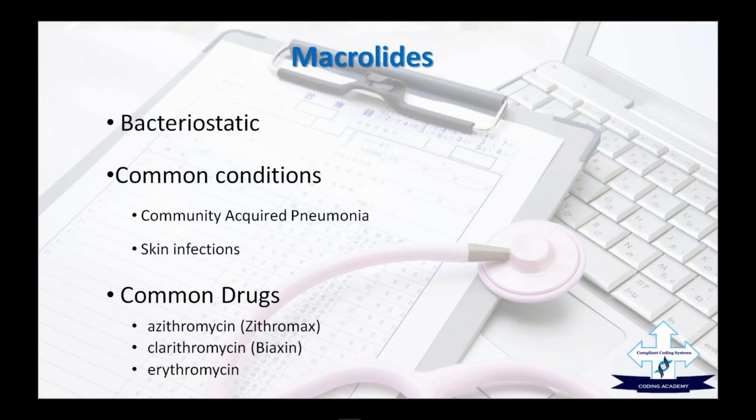Okay, so let's move over to macrolides. Macrolides are specifically bacteriostatic. Common conditions being treated are community-acquired pneumonia, and also skin infections, as we've already talked about, such as cellulitis, infected skin ulcers, wound infections, especially if there are pressure ulcers that are infected. Some of the antibiotics you'll see here are azithromycin, clarithromycin, erythromycin. So how many of you have seen these types of drugs being utilized?